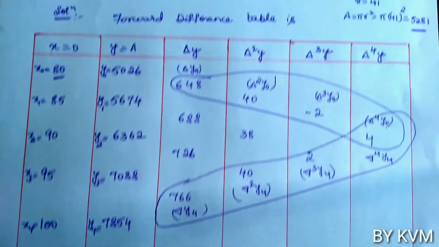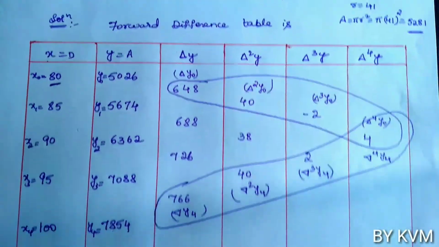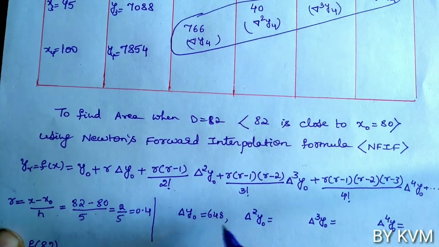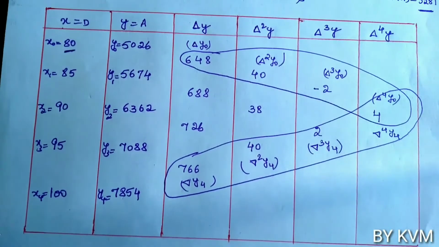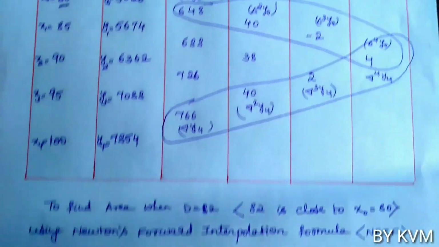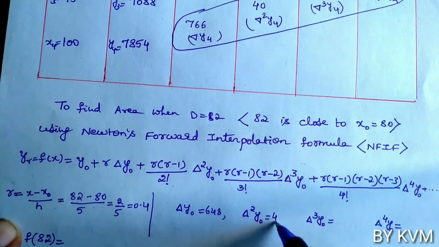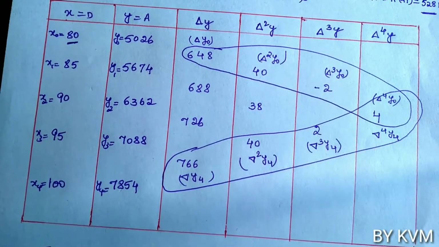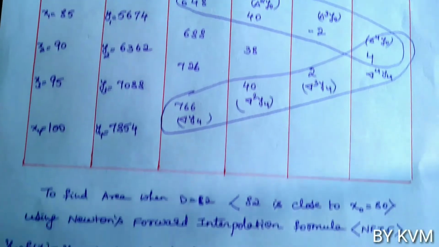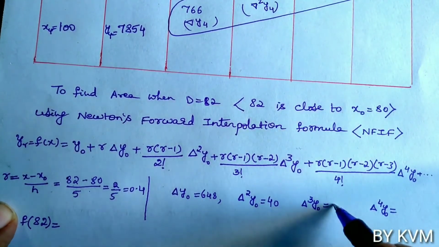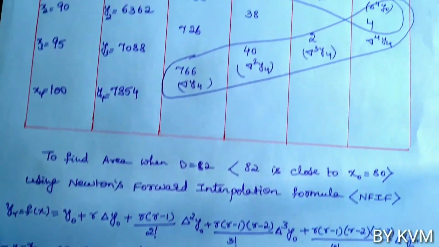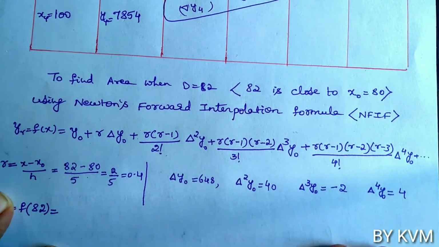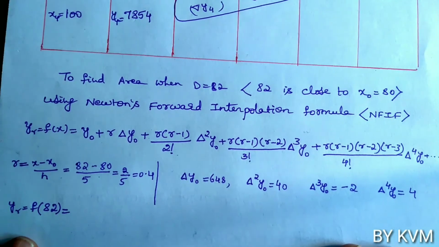Now delta y naught is 648. Delta square y naught is 40. Delta cube y naught is minus 2. And delta power 4 y naught is 4. Now substitute all the values in the formula.